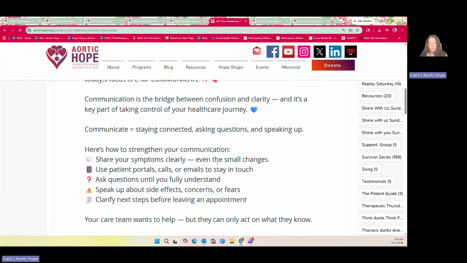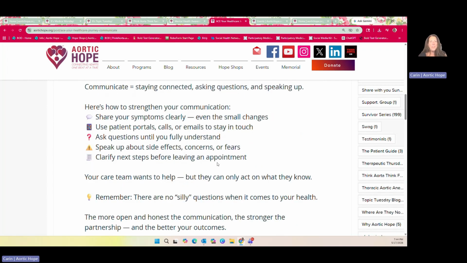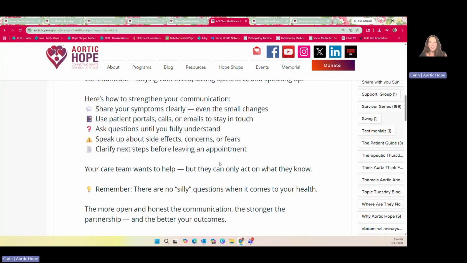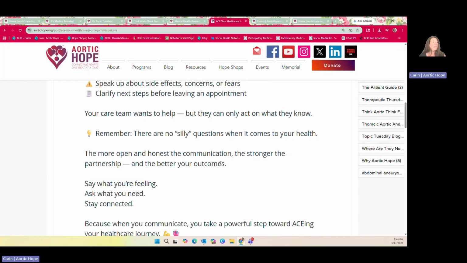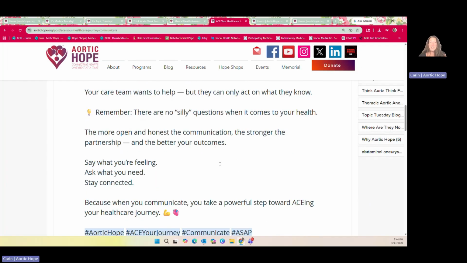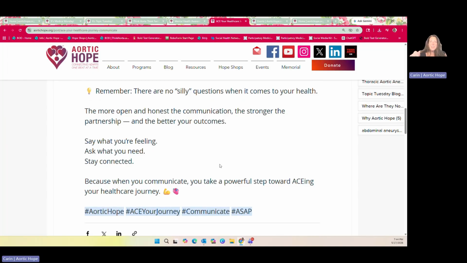Again, this is going to help you have your best healthcare journey because this is not a power struggle between you and your physician. This is a power balance. Your care team wants to help, but they can only act on what they know, which is based on what you tell them. So the more open and honest your communication, the stronger the partnership and the better your outcomes. There's no such thing as a silly question when it comes to your health. Say what you're feeling, ask for what you need, and stay connected because when you communicate, you take a powerful step towards acing your healthcare journey. See what we did there?